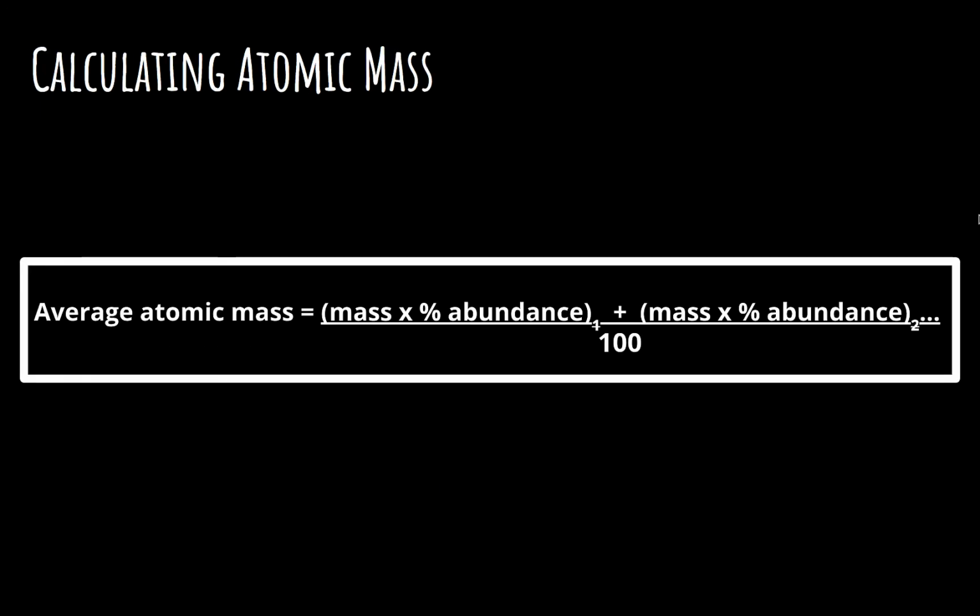When we calculate the average atomic mass, we're going to take mass times percent abundance of all of the isotopes for that particular element. So, mass times abundance of the first isotope plus mass times abundance of the second isotope. If there was a third, a fourth, a fifth, you would continue to do that. And then we're going to divide all of those by 100. Because we're leaving the abundance as a percentage, we divide by 100 to get our final average atomic mass.